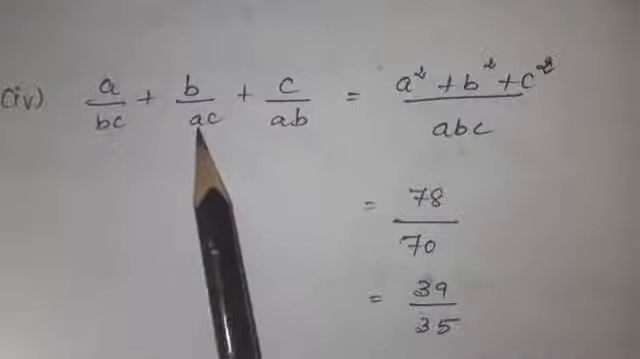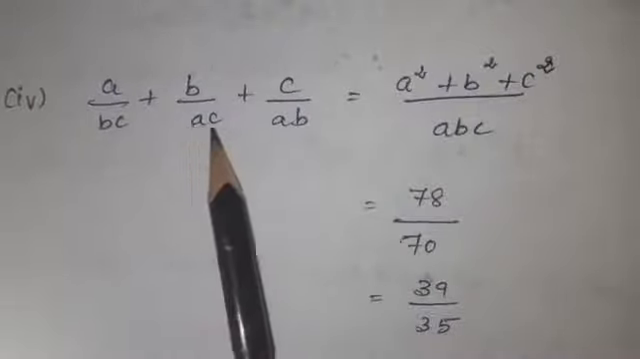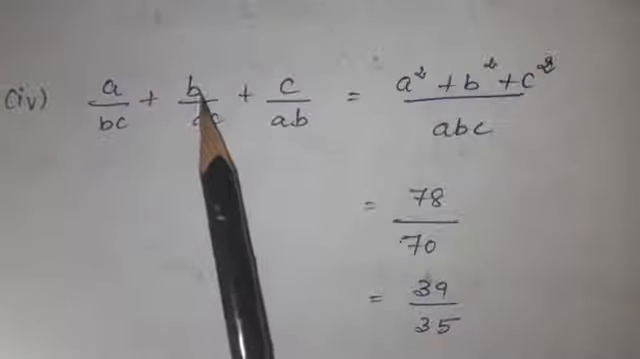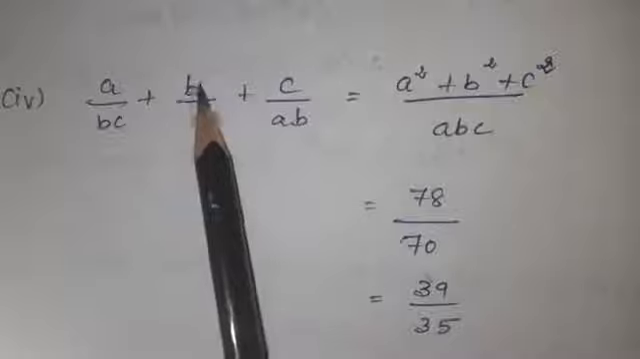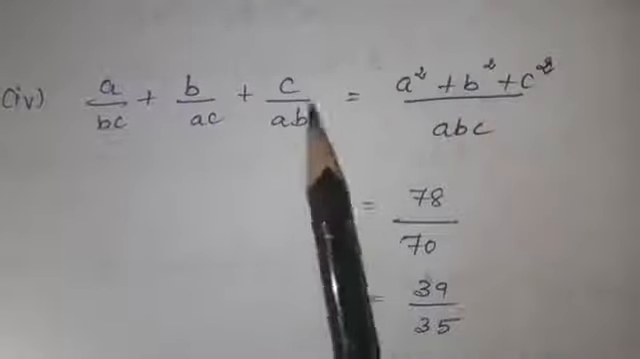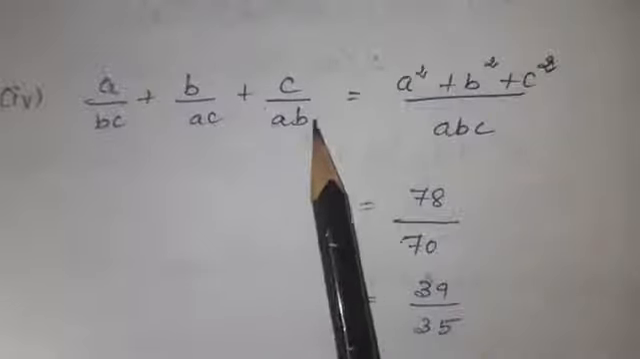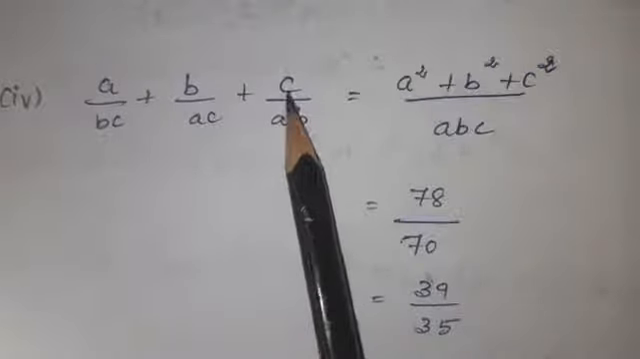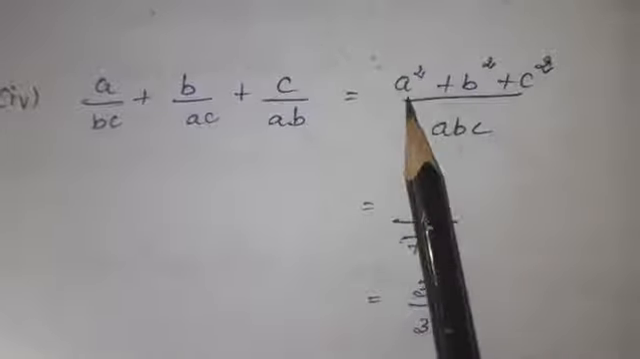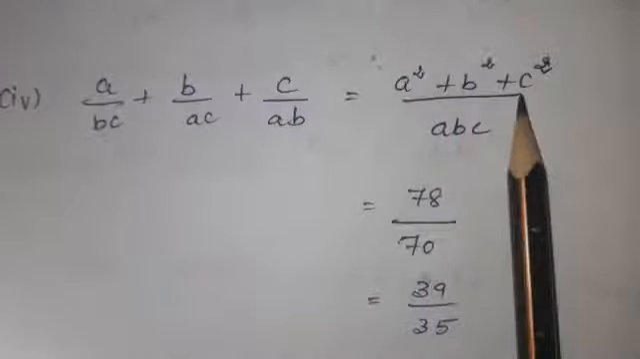Plus, coming to the second denominator AC, the missing variable is B. So multiply with B on the numerator. The numerator already has B, so B into B is B square. Plus, coming to the third denominator AB, the missing variable is C. So C into C is C square. Here we see a square plus b square plus c square.